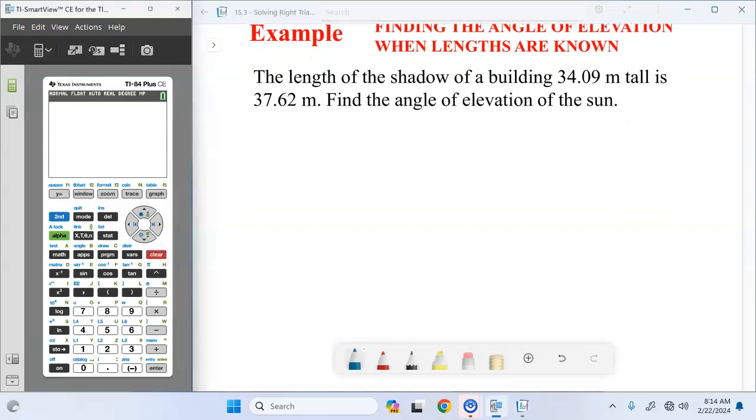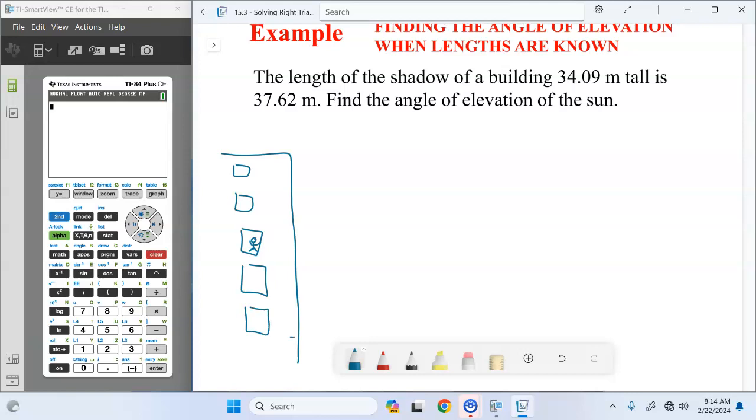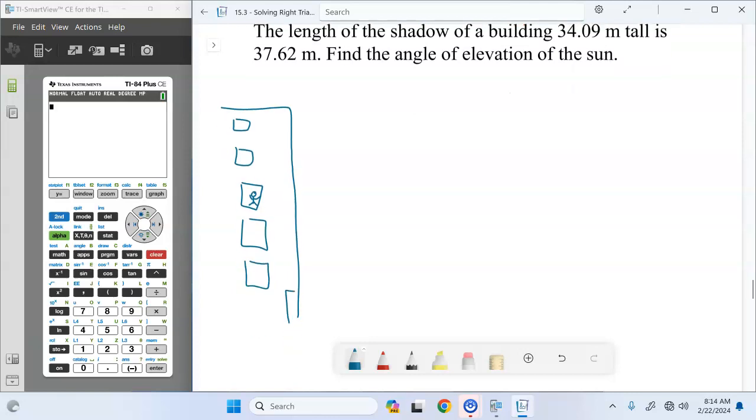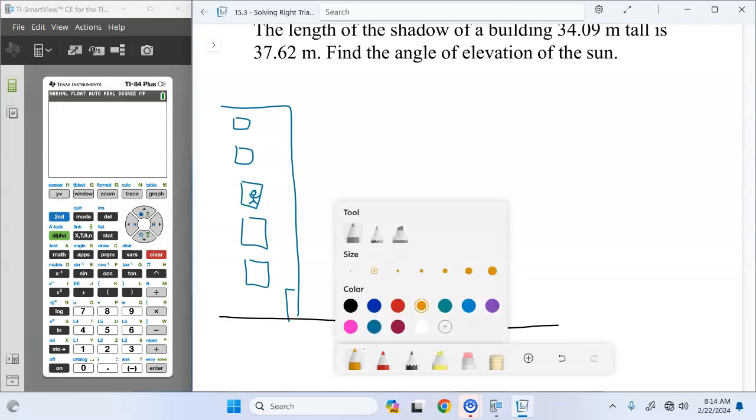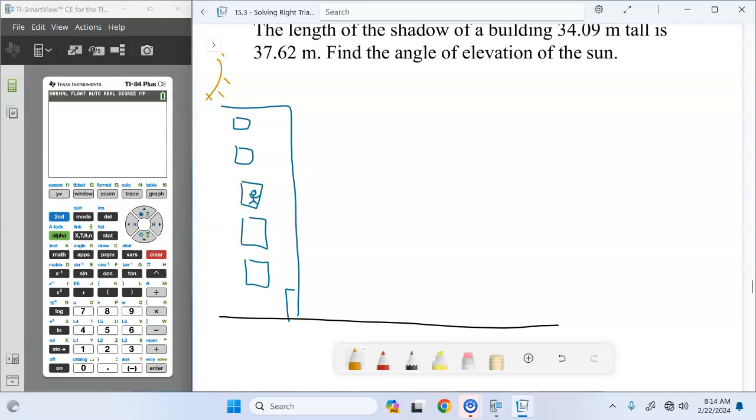We want to find the angle of elevation to the sun, given the length of the shadow of a building that's 34.09 meters tall. So we have a building. Look at this beautiful building. Here's Shelly looking for flags. There she goes. Okay. There's our building. And we have a shadow cast by the sun. Sun's casting a shadow for our building.